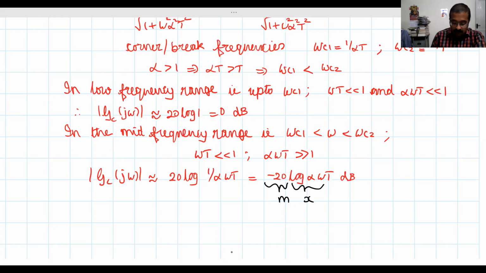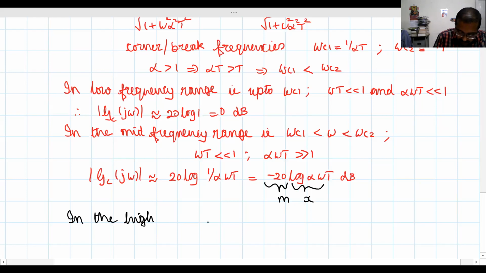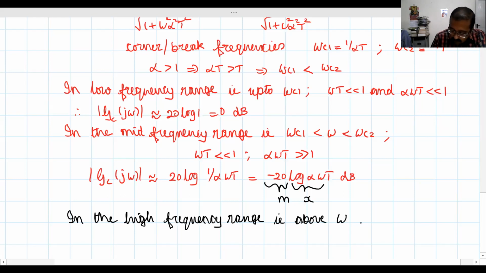Now, in the high frequency range, that is above omega C2. So high frequency range means it is greater than omega C2. So what happens? Omega t is very much greater than 1, and alpha omega t is also very much greater than 1.